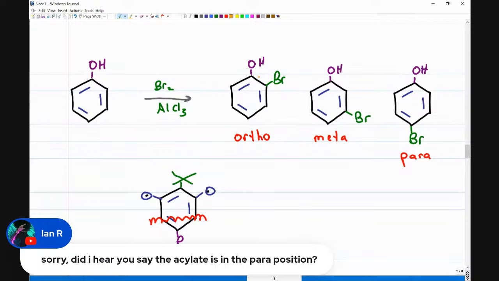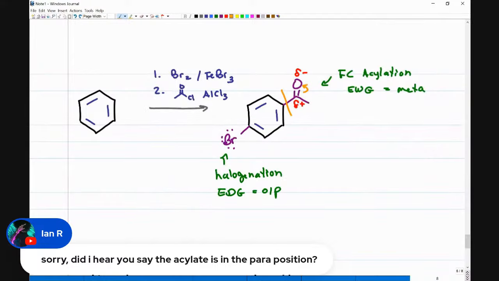So notice that for ortho, there is nothing between them. For meta, there is 1 carbon between them. And for para, there are 2 carbons between them. If we go back to the molecule I just showed you, we have a substituent here, and 2 carbons between them. That is how I know we have to add them para to each other, even though they're not drawn one on top and one on the bottom. So Ian, hopefully that answers your question.